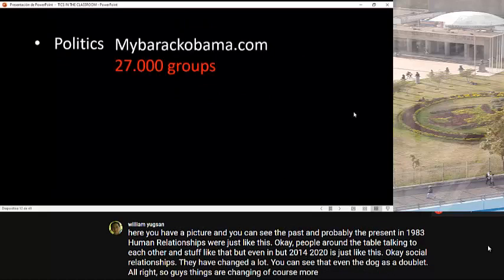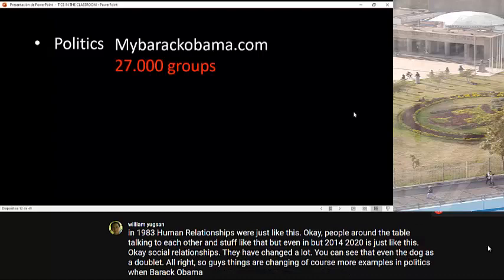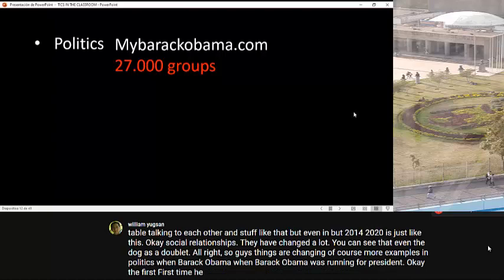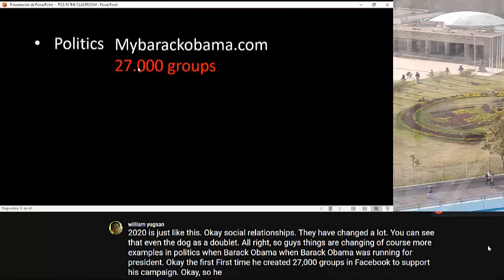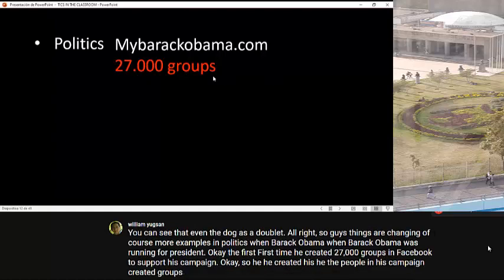More examples in politics. When Barack Obama was running for president, the first time, the people in his campaign created 27,000 groups on Facebook in order to support his campaign. It is a strategy right now.